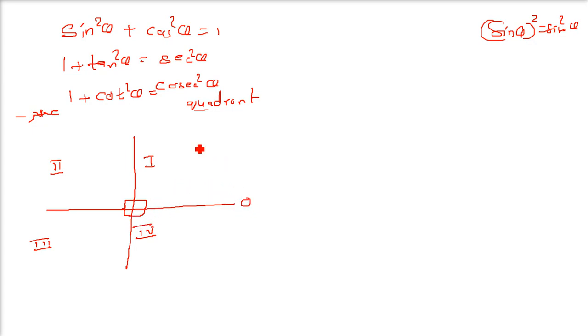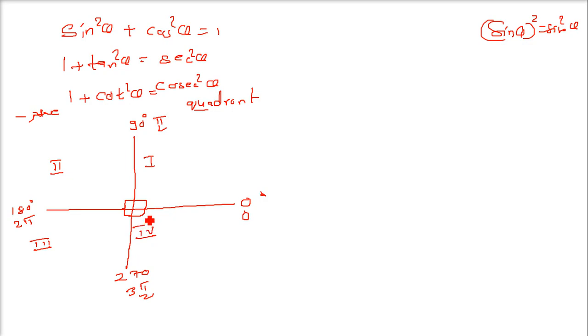So this is representing 0 degree. This is representing 90 degree. This is representing 180 degree. And this is representing 270 degree. So these are in degree. If you want to convert or change it into radian, this will be 0. This will be pi by 2. This will be 2 pi, and this will be 3 pi by 2.